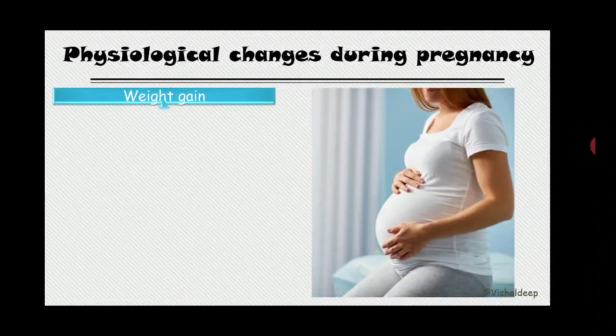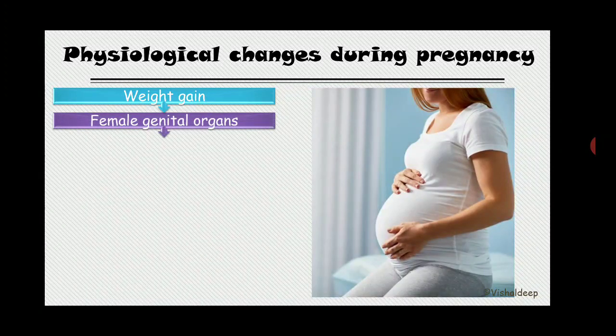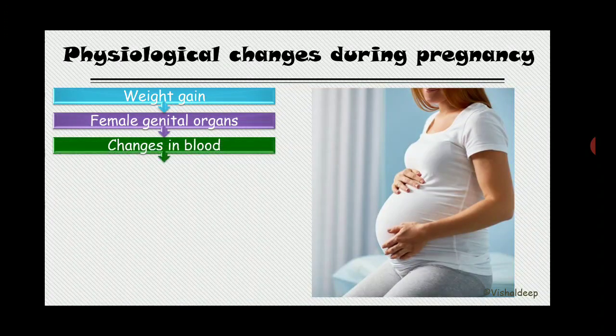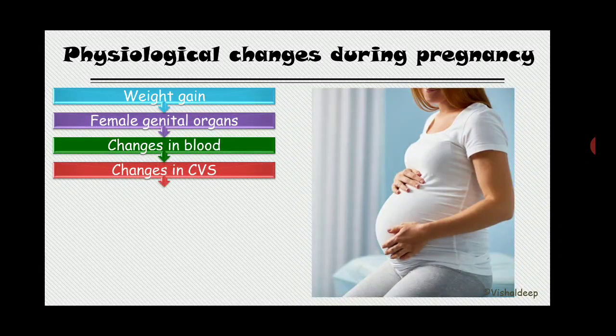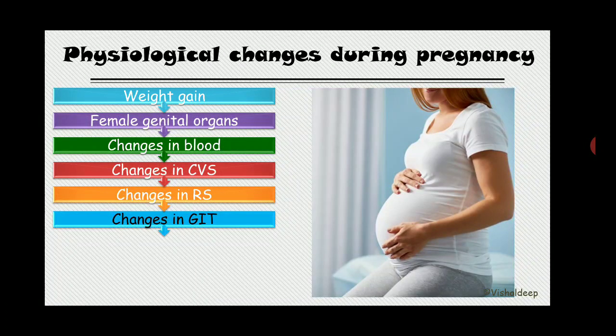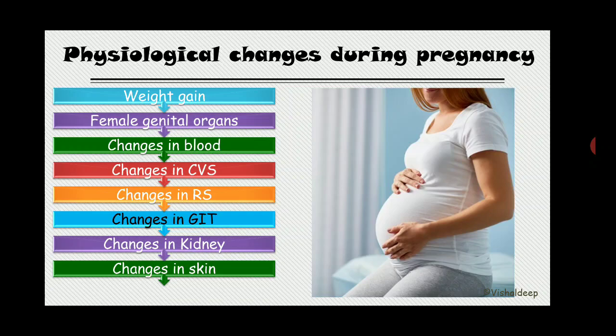The first change is weight gain, obviously. Then the changes taking place in the female genital organs. Then the changes in the blood, changes in the CVS, changes in the respiratory system, changes in the gastrointestinal tract, and changes in the kidney. Changes in the skin, and finally the changes in metabolism. We are obviously going to discuss all the changes one by one.